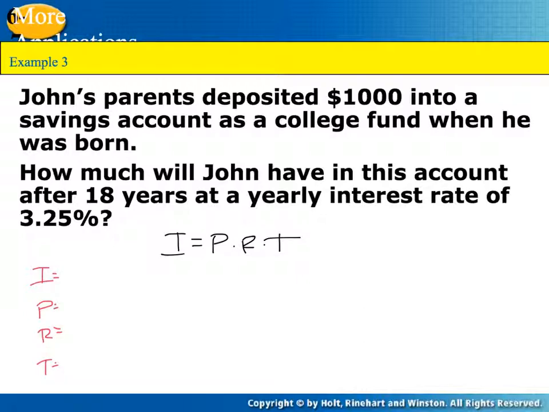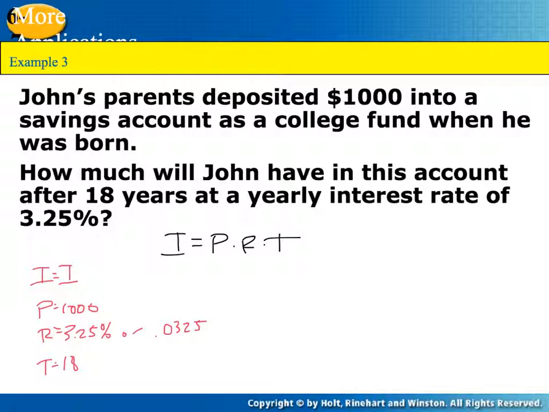What is my interest? I don't know. That's what I'm trying to figure out. Principal. What was the initial amount deposited? $1,000. Interest rate, 3.25%. What is that as a decimal? 0.0325. And time. How many years? 18. They deposited it once he was born.